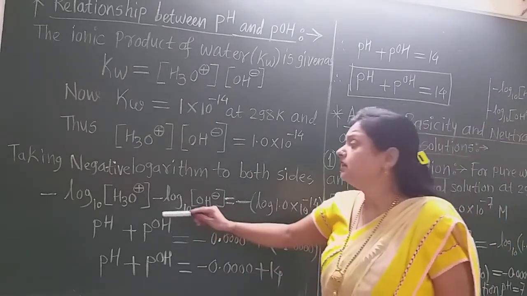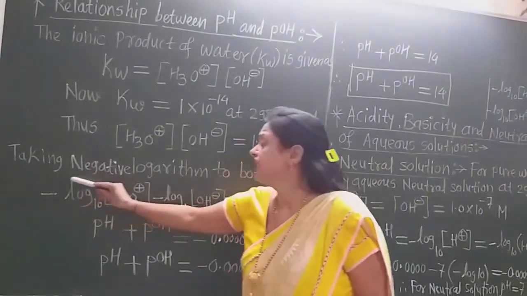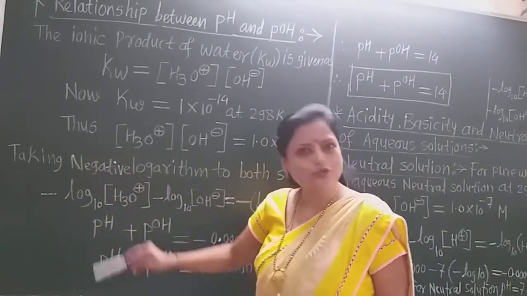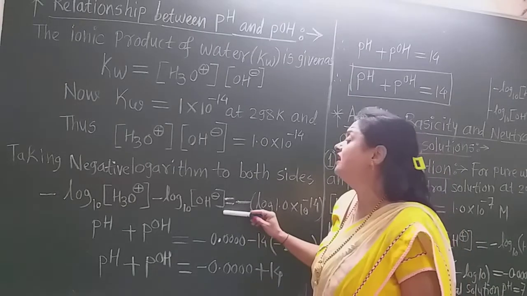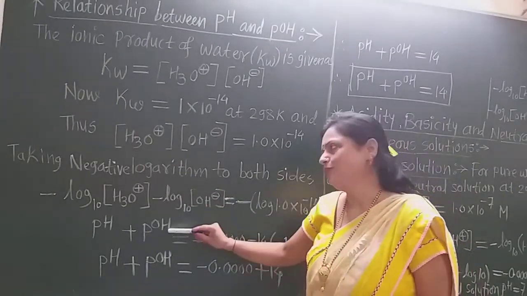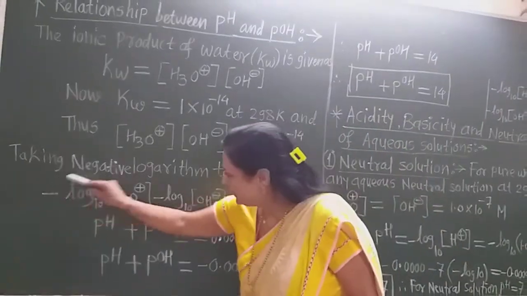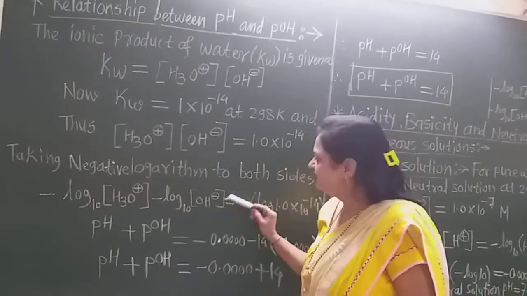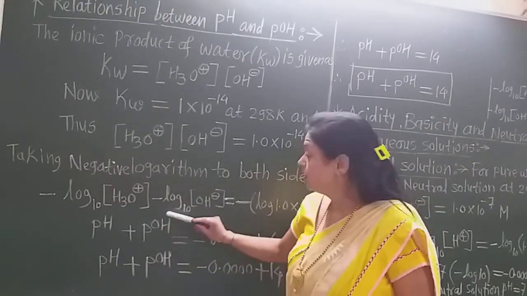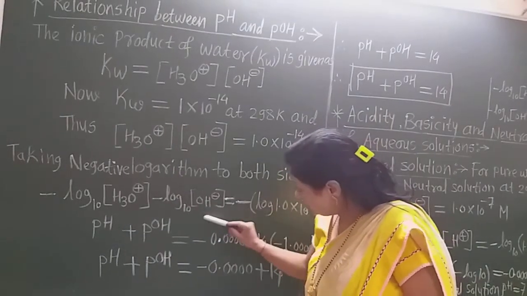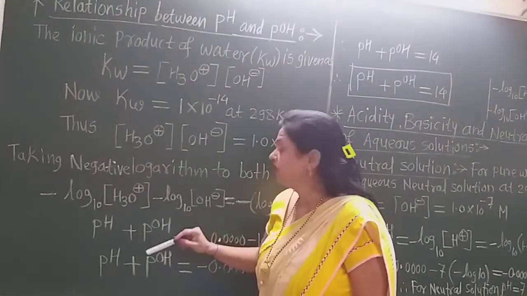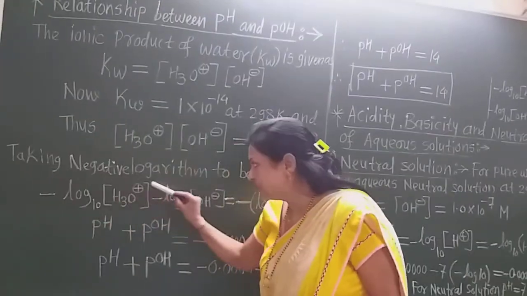Now we know that the negative logarithm to the base 10 of this H3O plus ion, that is the H plus ion, is equal to pH. And the negative logarithm to the base 10 of OH minus ion is equal to pOH. So this negative logarithm is equal to pH, plus this negative logarithm is equal to pOH. Remember that here it is a plus sign, because the negative logarithm to the base 10 of OH minus is pOH.